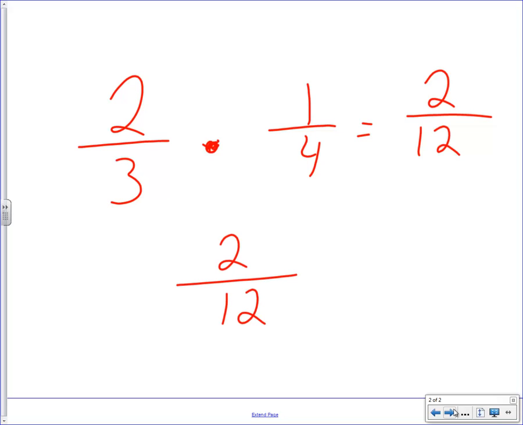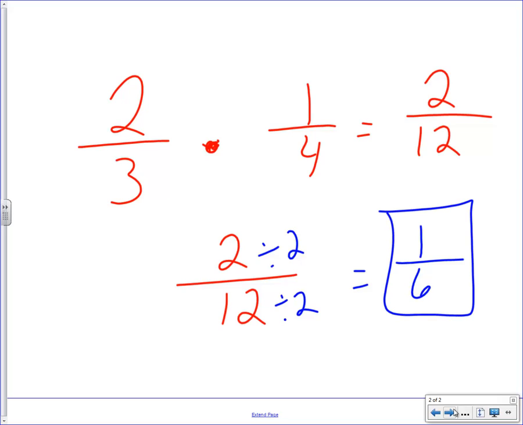I know that I can simplify because they're both even numbers, and they both are divisible by 2. Remember, when we simplify, you have to divide the top and the bottom number, the numerator and denominator, by the same number. That's where you see this blue 2 from. We're dividing 2 into both of them. So 2 goes into 2 one time, and 2 goes into 12 6 times. And so 2/3 times 1/4, after I simplify, gives me a final answer of 1/6.